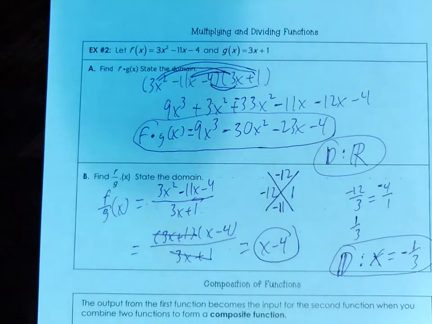Those zeros in the denominator, watch out for those, because they are what are called either holes or asymptotes in the domain. In this case, it's a hole. We'll talk about that another time too.